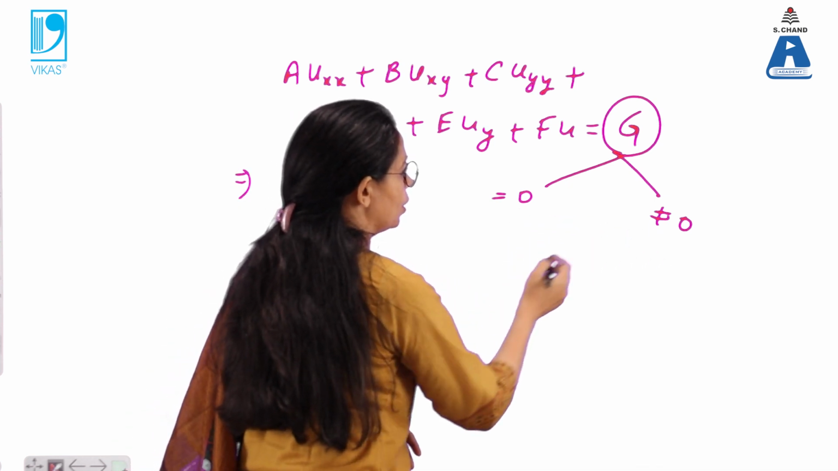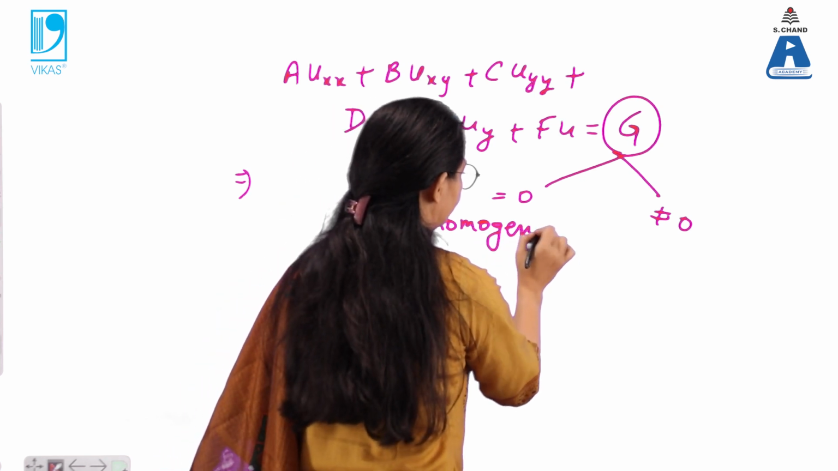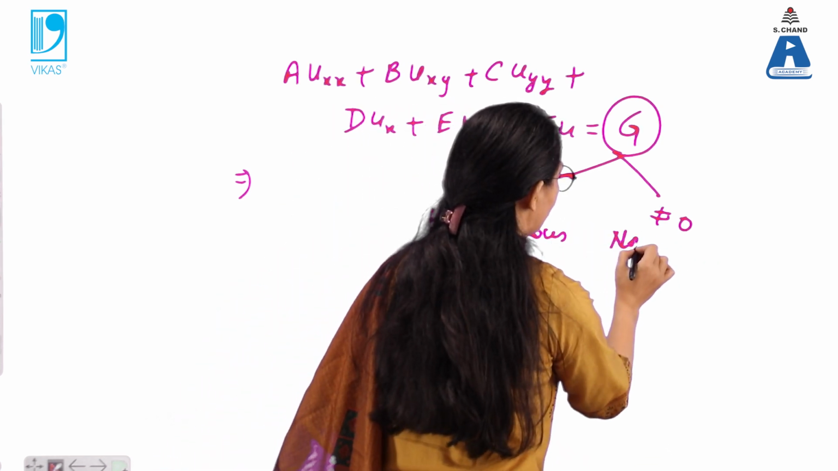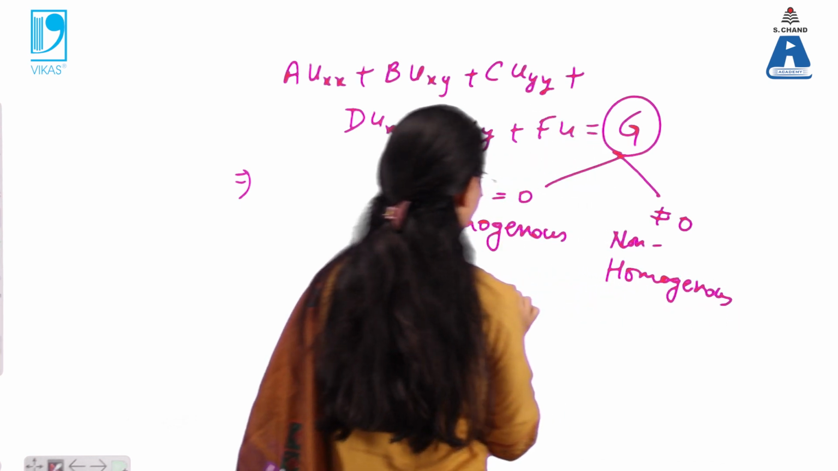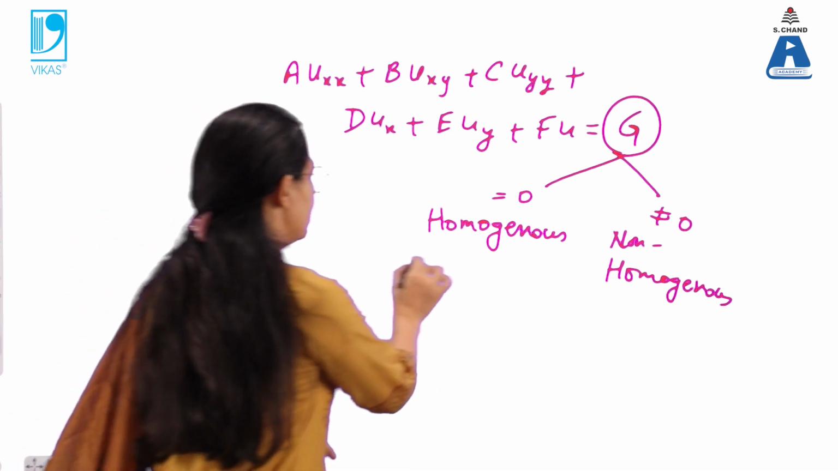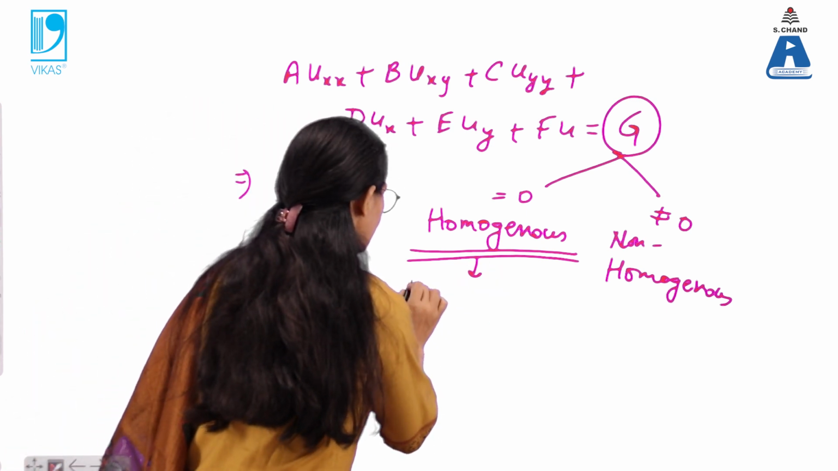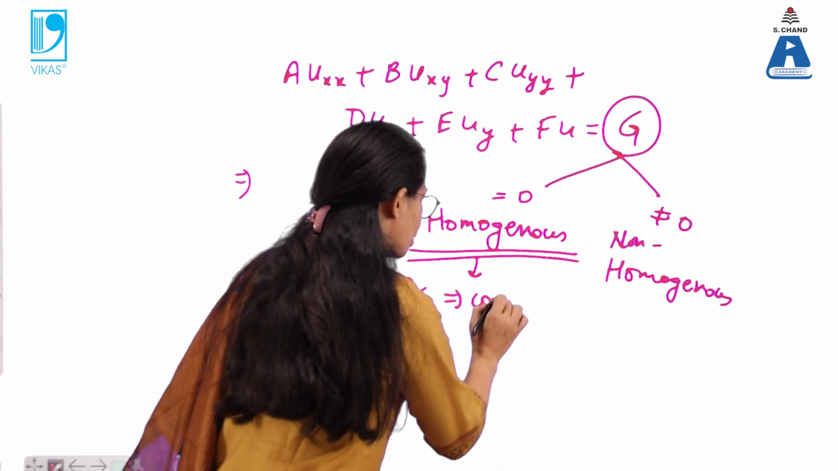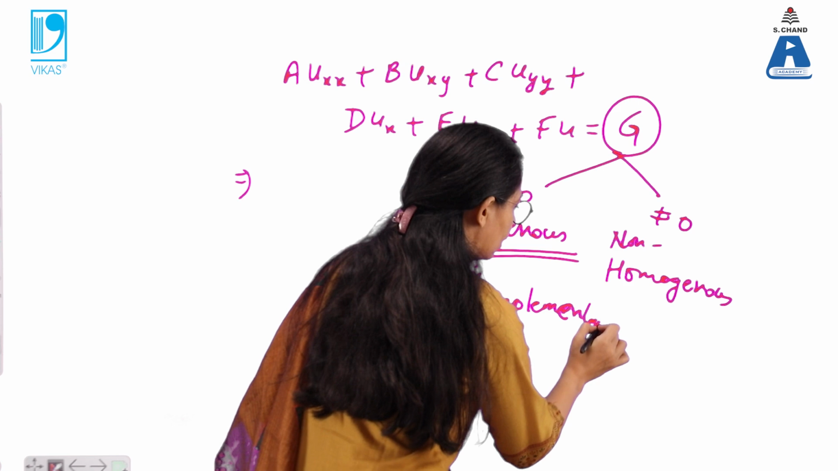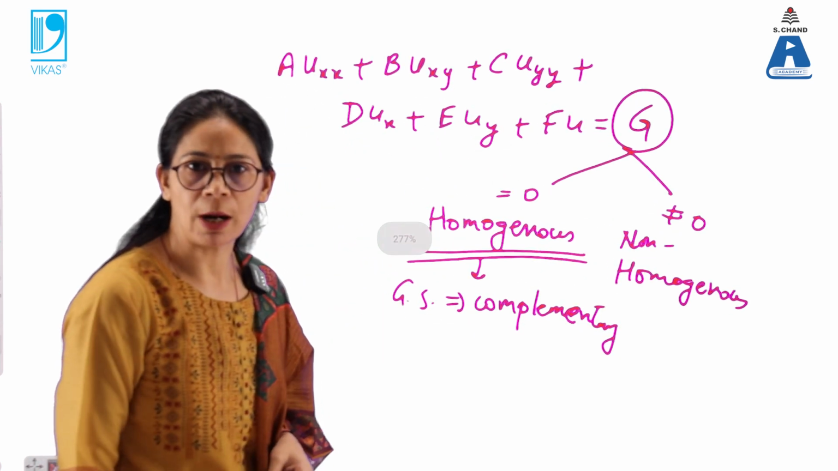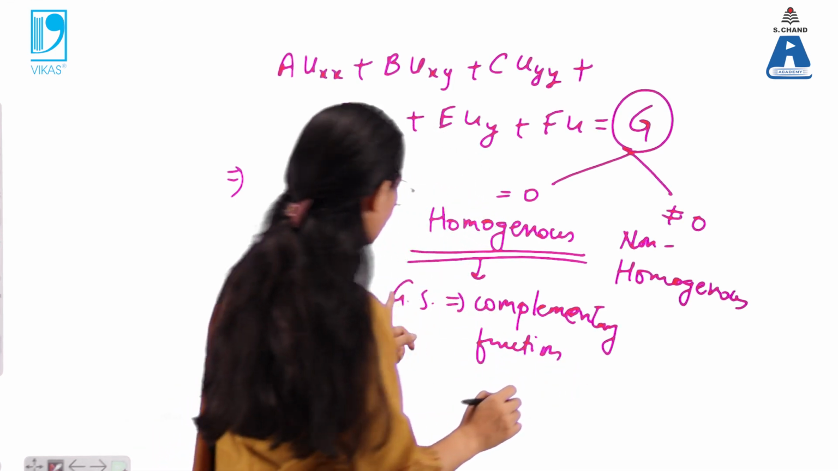So if g is 0, this equation is called homogeneous, and if g is not 0, it is called a non-homogeneous partial differential equation. When it is a homogeneous partial differential equation, the general solution will be only the complementary function, because we cannot find the particular integral for this, as the particular integral corresponds to the non-homogeneous part of the differential equation. So the complementary function will be the general solution.